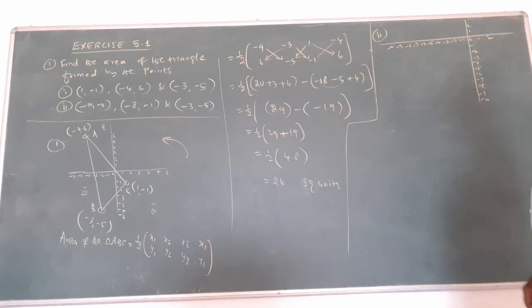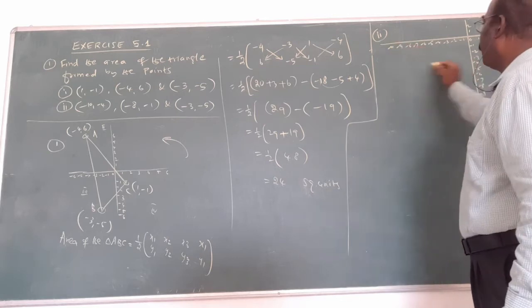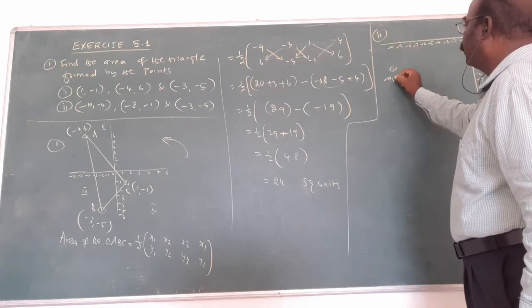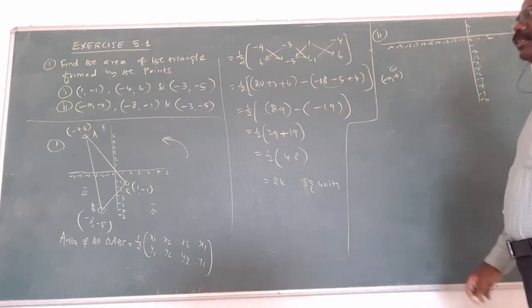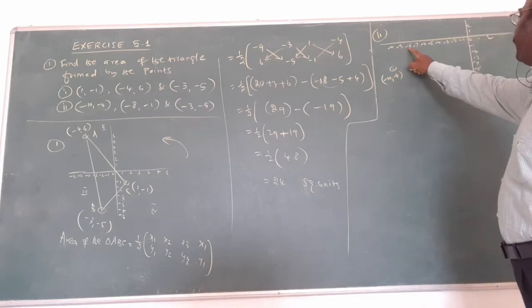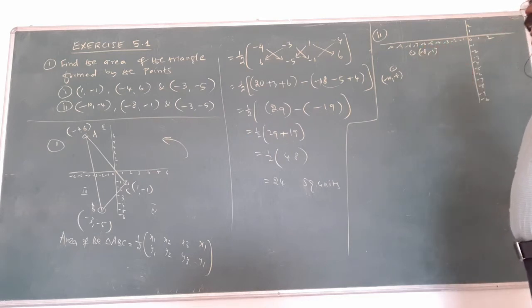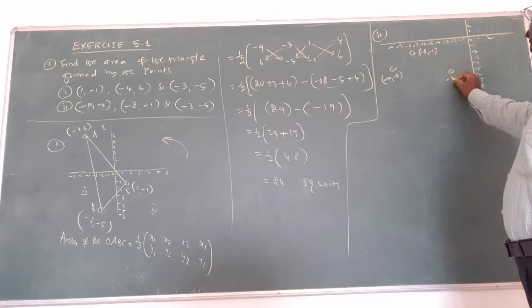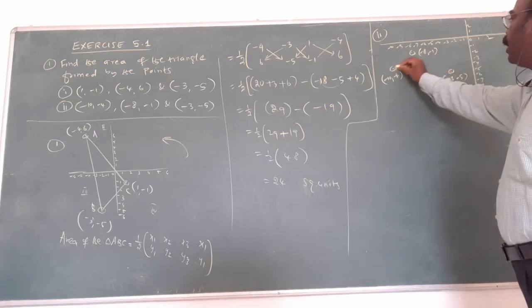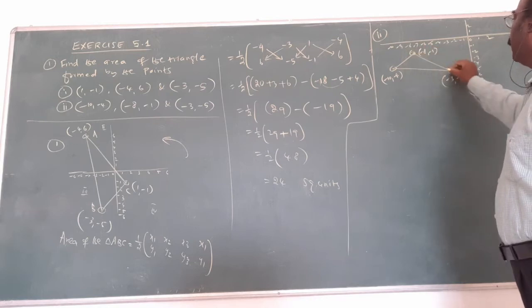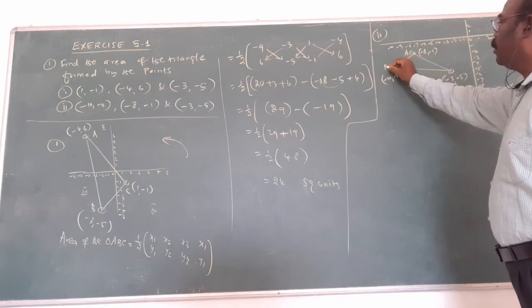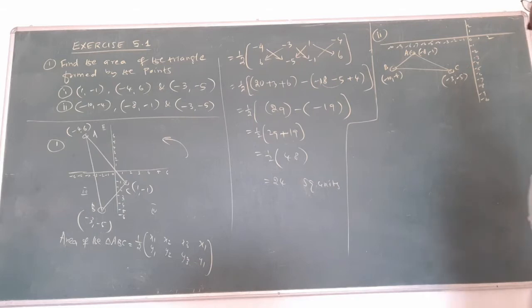What is the first point? Minus 10, minus 4, the possibility here. Am I correct? Minus 8, minus 1, here minus 1. Okay. Next point, minus 3, minus 8. Now guys, let it be A, this one, B, this one, C, this one. Am I correct? In this way, you want to draw the diagram.